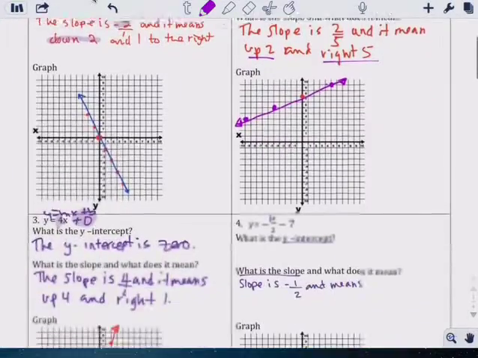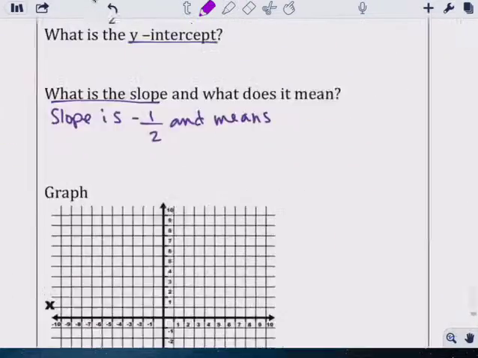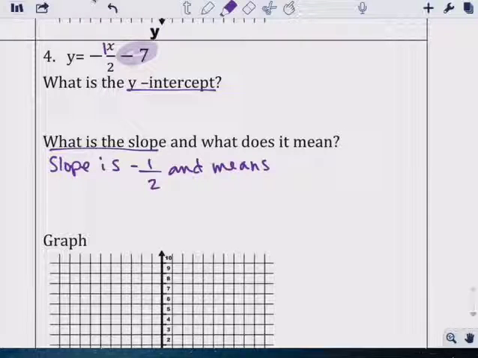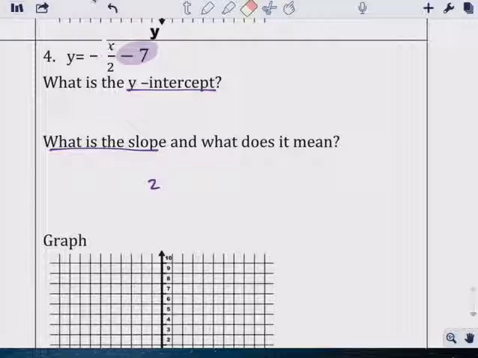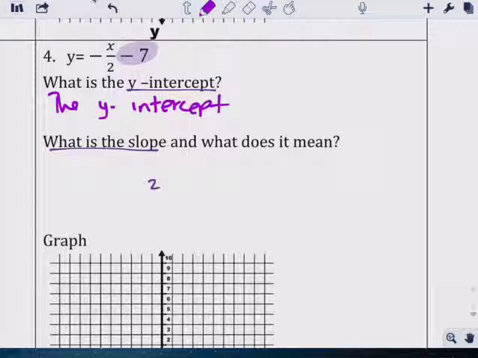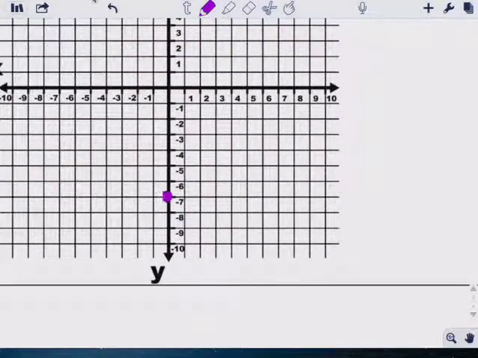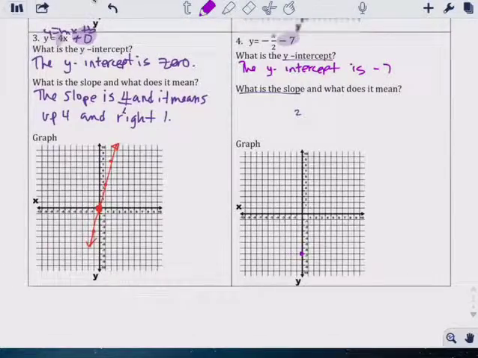Okay. And number 4, the y-intercept. Aha, that's easy. -7 right there. I will explain that in a minute. The y-intercept, we got further in period 5 than the rest of the class, is -7. So here it is, the y-intercept at -7 right there, the most important point.